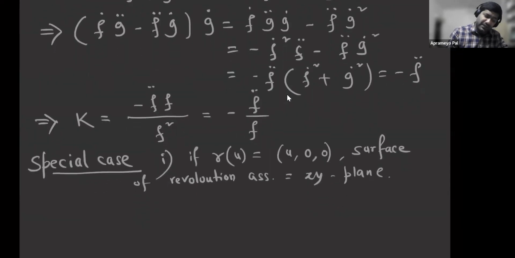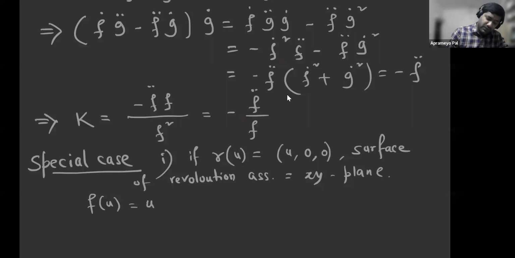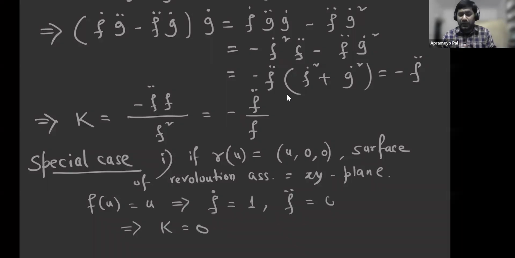So here you are taking f(u) to be u. So this implies what? f dot is 1 and f double dot is 0. So this implies k is 0, which is okay. The Gaussian curvature is ultimately a measure of how the surface is curved. So it makes sense, the curvature is 0.